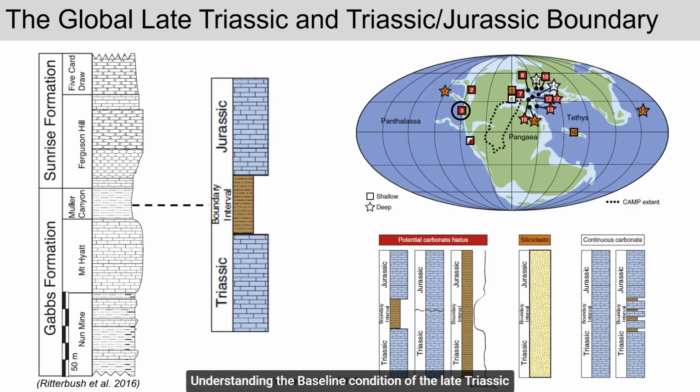Understanding the baseline condition of the late Triassic carbonate system in Nevada provides important context for the boundary facies and serves as a comparison for early Jurassic facies. This is especially important in Nevada, as the New York Canyon area exposure has been proposed as an alternative global stratotype section for the Triassic-Jurassic boundary.